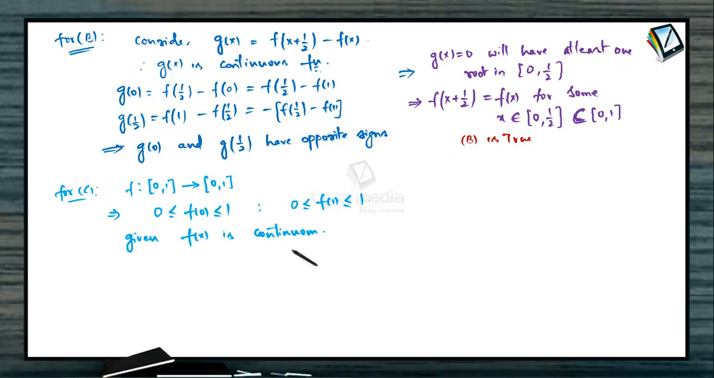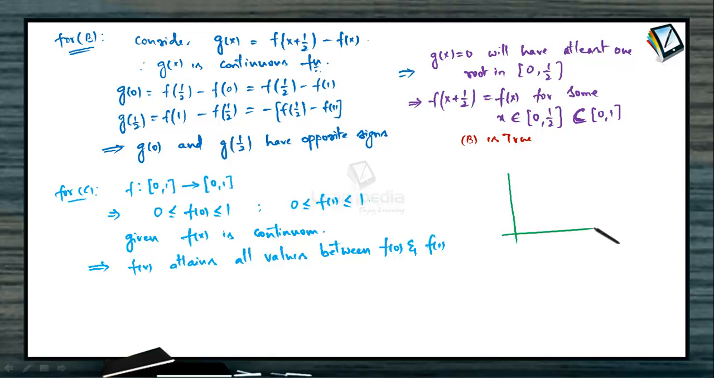Now what do we mean by f of x is continuous and it is defined from 0 to 1 to 0 to 1? Shall we conclude from here that f of x attains all values between f of 0 and f of 1? Now when we represent this graphically, this is 0, then at 1 the functional value at f of 0 and the functional value at f of 1. However the graph be, it takes all values between f of 0 and f of 1, and if you draw the line which is y equal to x, this is our graph of y equal to f of x.